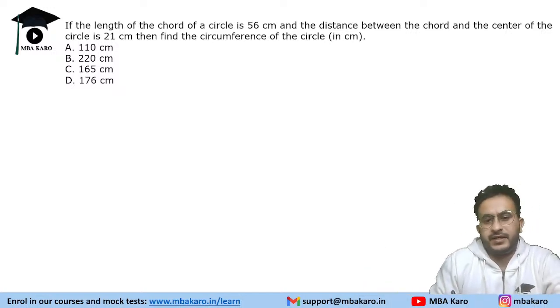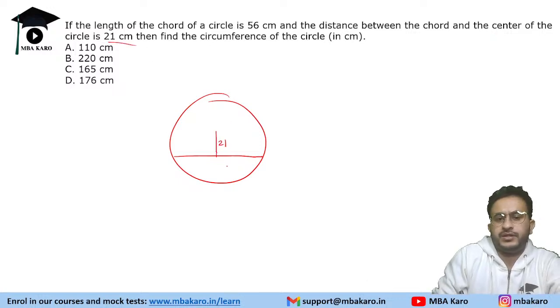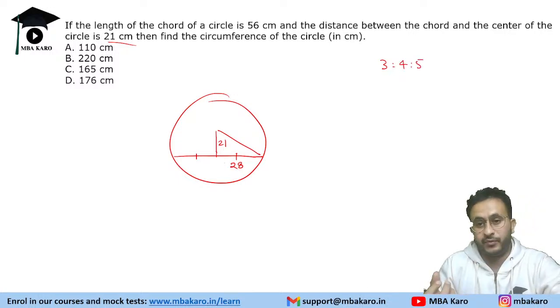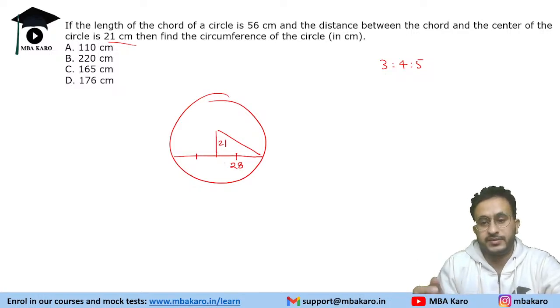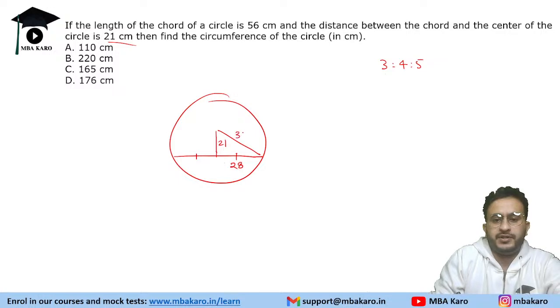So we have a circle in which the length of the chord is 56 and the distance is 21. So this distance is 21. Right? The chord is 56, so it will be cut into two equal parts. So it's a 3, 4, 5 right angle triangle. The Pythagorean triples are quite handy, not only in triangles but also in circles. Okay, so the radius will be 35.